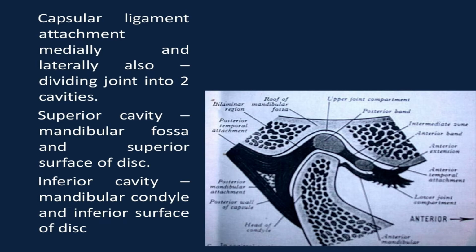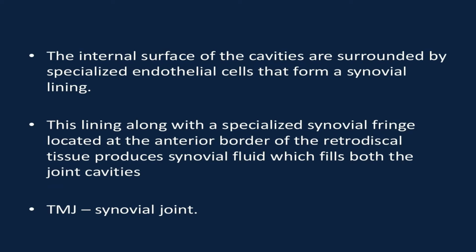Superior cavity: mandibular fossa and superior surface of the disc. Inferior cavity: mandibular condyle and inferior surface of the disc. 25. The internal surfaces of the cavities are surrounded by specialized endothelial cells that form a synovial lining. This lining, along with a specialized synovial fringe located at the anterior border of the retrodiscal tissue, produces synovial fluid, which fills both the joint cavities.